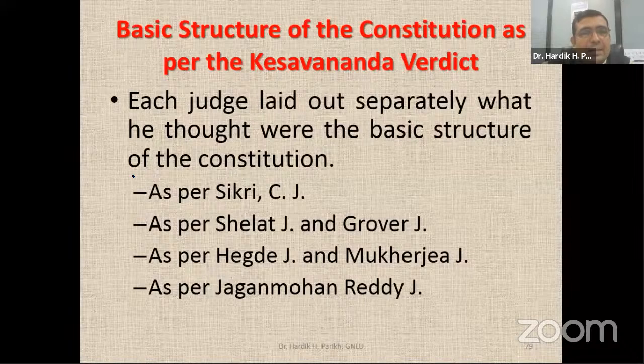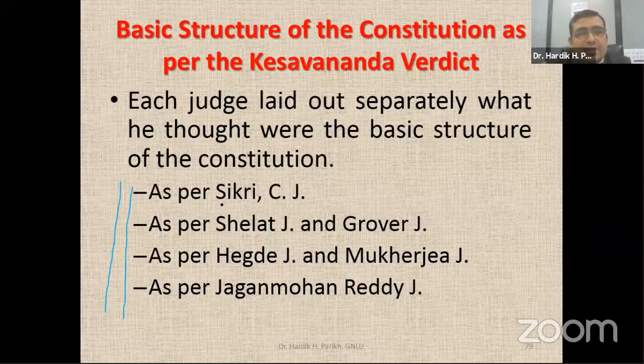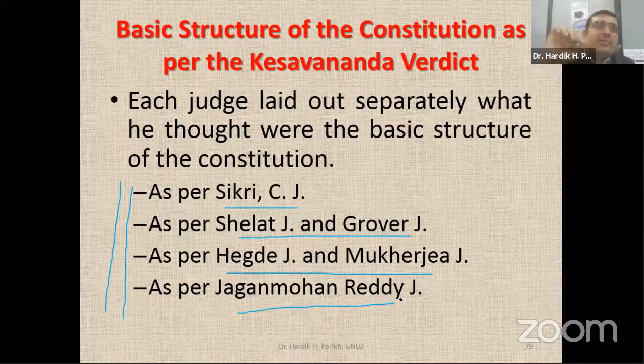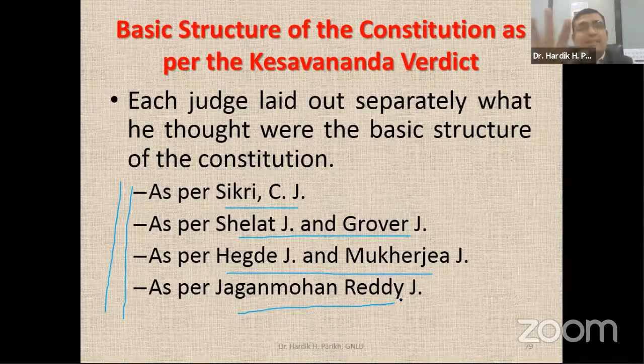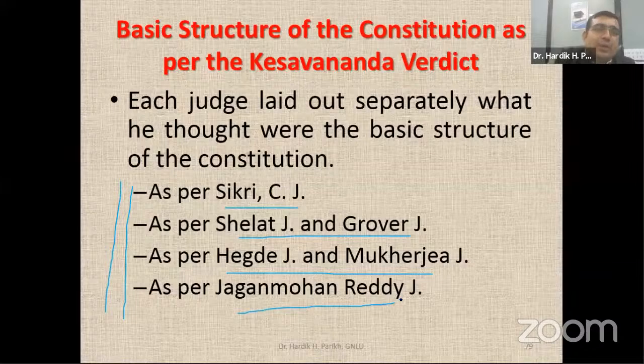That has been elaborated by different judges in different ways, which I want to highlight for you. Different judges, including Justice Sikri, Justice Shelat, Justice Grover, Justice Hegde, Justice Mukherjea, and Justice Jaganmohan Reddy, have clearly stated what the basic structure is according to them. Even today, if you ask what the basic structure is, multiple answers will be available. Read this judgment, and at least on this part you will be crystal clear about what was held to be the basic structure, and advocates take it in a very wide sense whenever they argue.